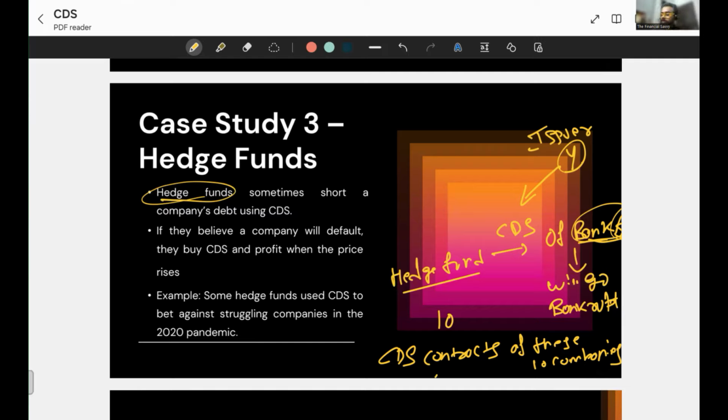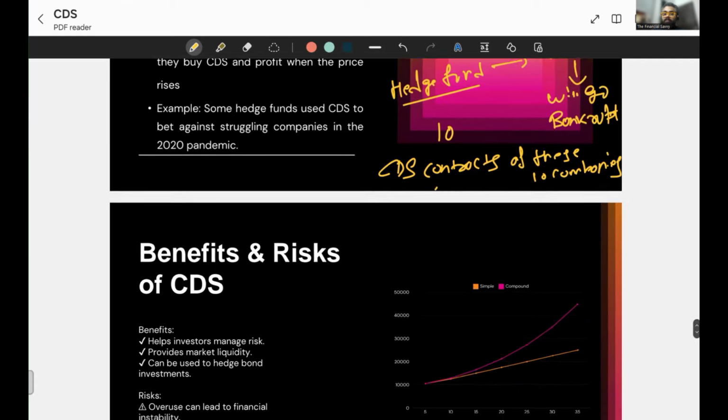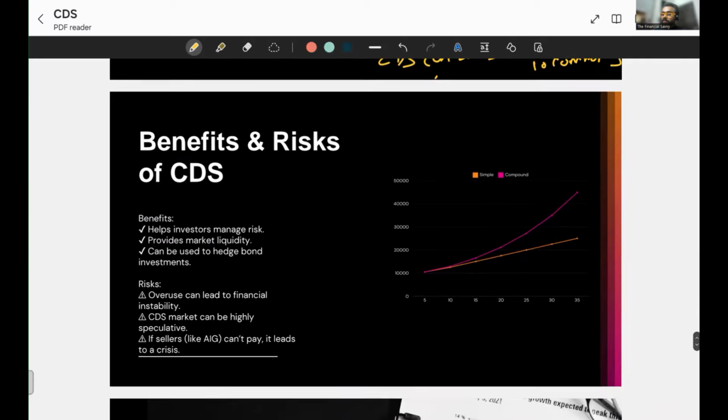So that's the way hedge funds use CDS for the purpose of trading, not for the purpose of risk management or hedging, right? That's how I explained the use of CDS for trading by hedge funds. Now I want to explain the benefits and risks of CDS, the credit default swap.